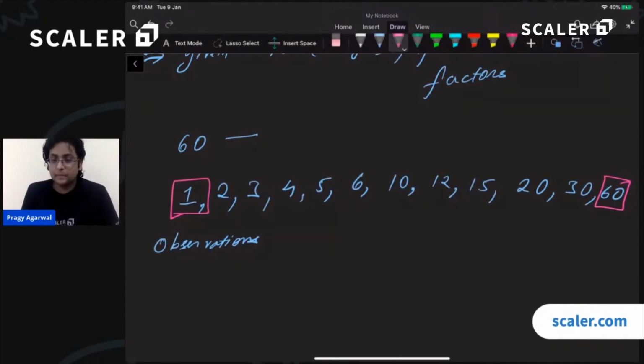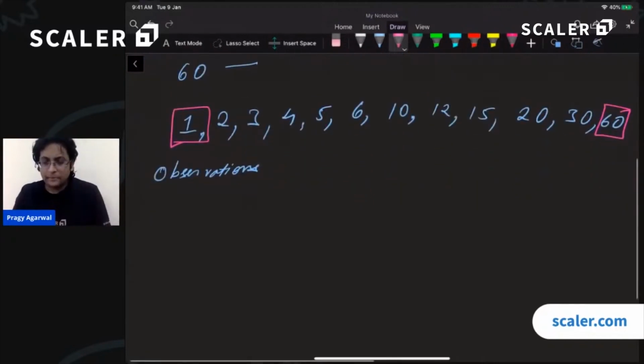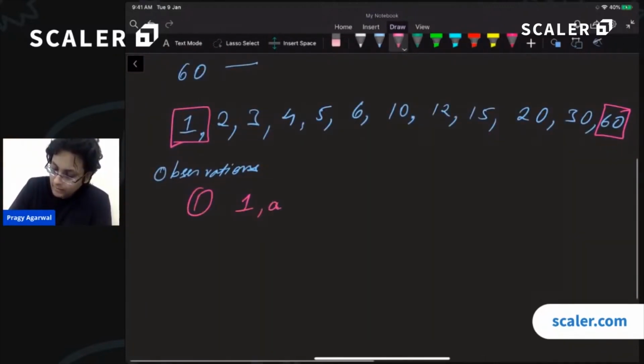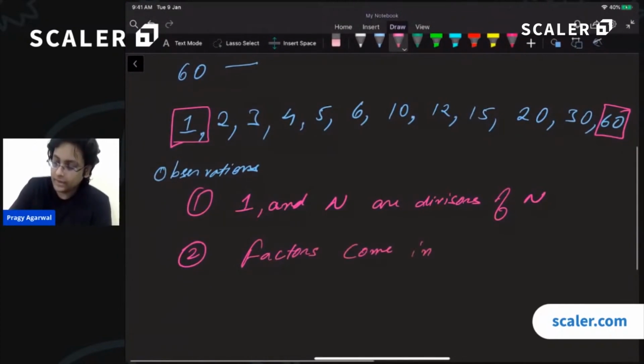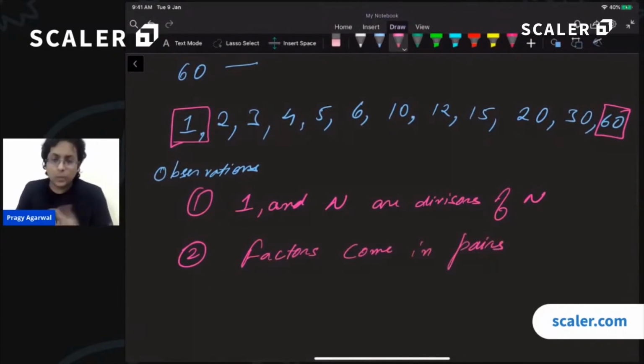Yes. So we notice one more thing. The first thing is that 1 and n are divisors of n. The second thing that we notice is that factors come in pairs.